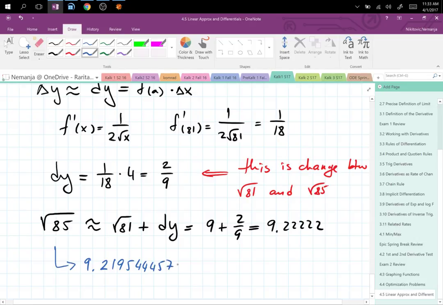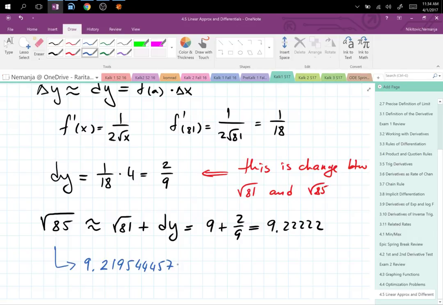9.219544457. This is all the decimals that we get. So if you are working on linearization, linearization is going to take the square root of 85 and calculate that directly into this number. What differentials do is they approximate the difference, the change between the square root of 81, which you know, and the square root of 85, which you don't know and want to know.